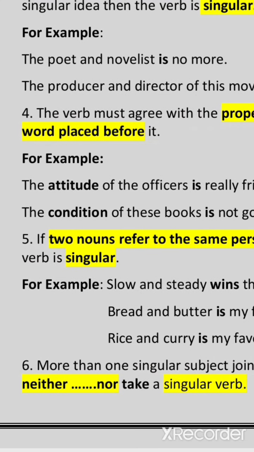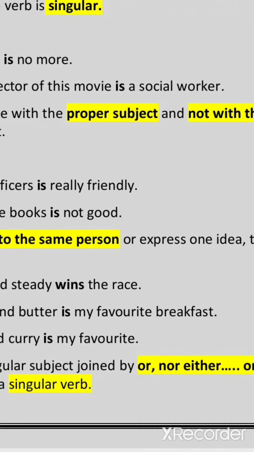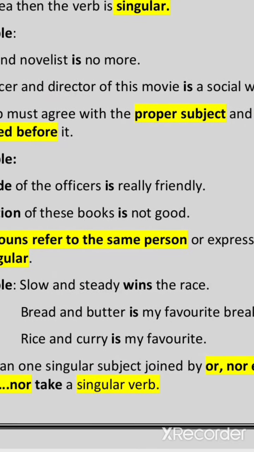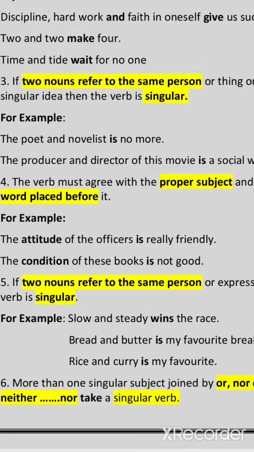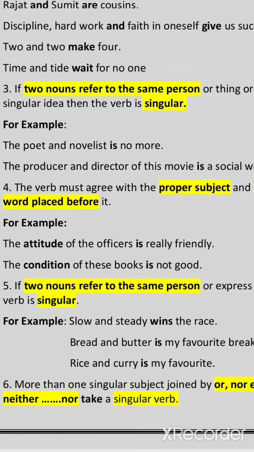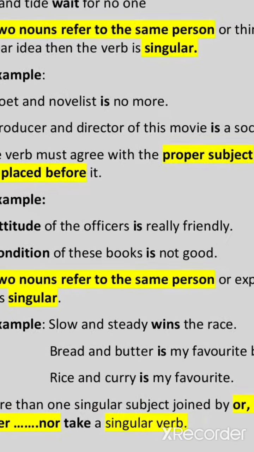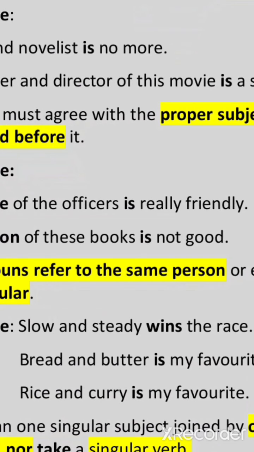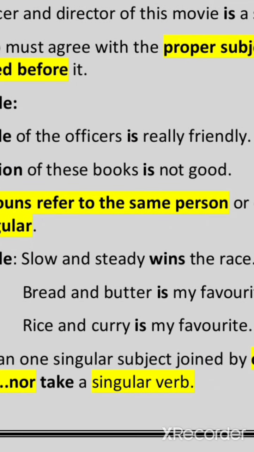Now moving ahead to the next rule: if two nouns refer to the same person or express one idea, then the verb is singular. When two nouns refer to the same person or the same idea, then the verb is singular, right? For example, slow and steady wins the race. Now see here, slow and steady both refer to speed, and they mean to move slowly. So we are using a singular verb, wins.